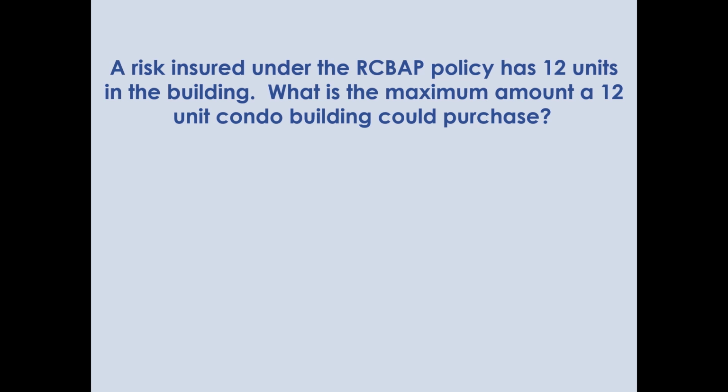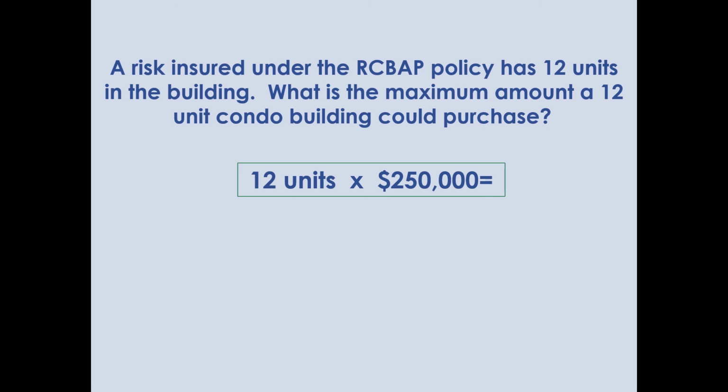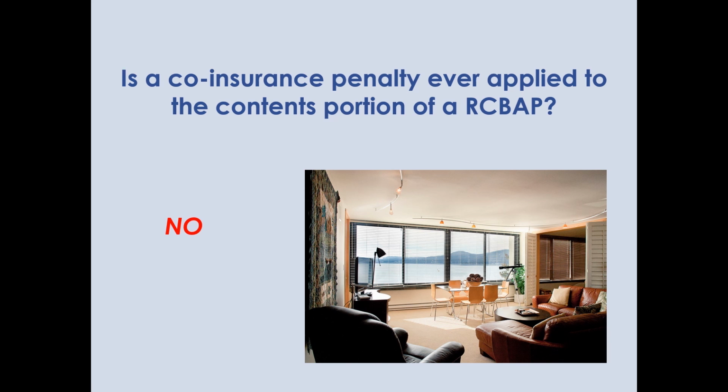This insured has 12 units in the building. 12 units times 250, he can carry $3 million. If he's carrying $3 million, even if it's a $10 million building, he's going to be fine. No coinsurance would apply. Coinsurance does not apply to contents in any way.